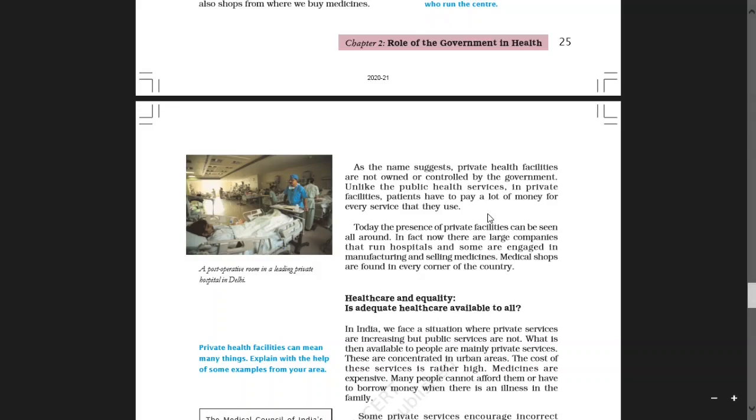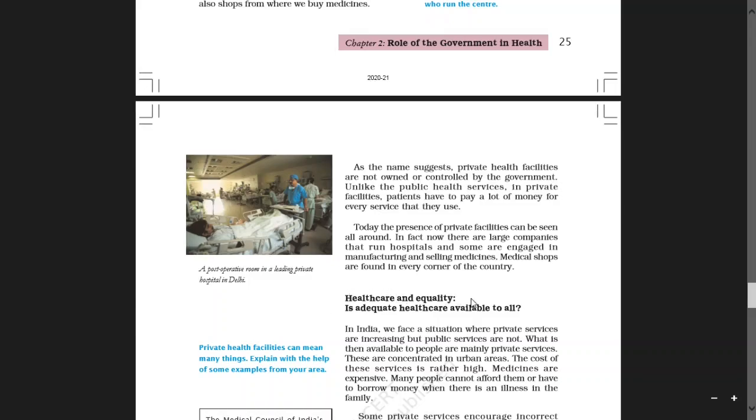Today, the presence of private facilities can be seen all around us. In fact, now there are large companies that run hospitals and some are engaged in making and selling medicines. Medical shops are found in every corner of the country.